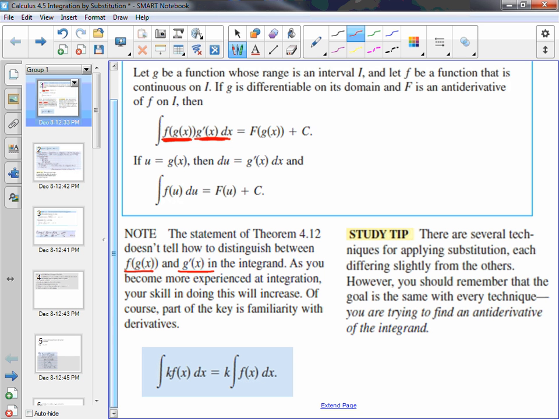Study tip. There are several techniques for applying substitution, each differing slightly from the others. However, you should remember that the goal is the same with every technique. You are trying to find an antiderivative of the integrand. We will get so caught up in the X's and O's, to use a sports analogy, that we may actually forget what we're trying to do. What we're trying to do is pretty simple. We're trying to find the antiderivative. We're just going to have some fairly complicated ways of coming up with that.